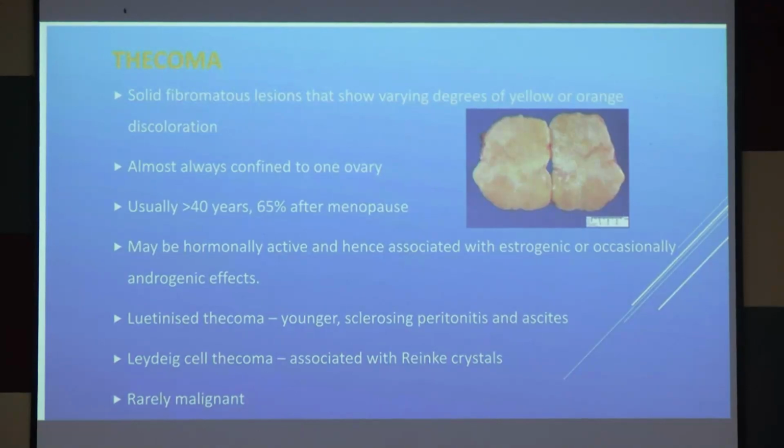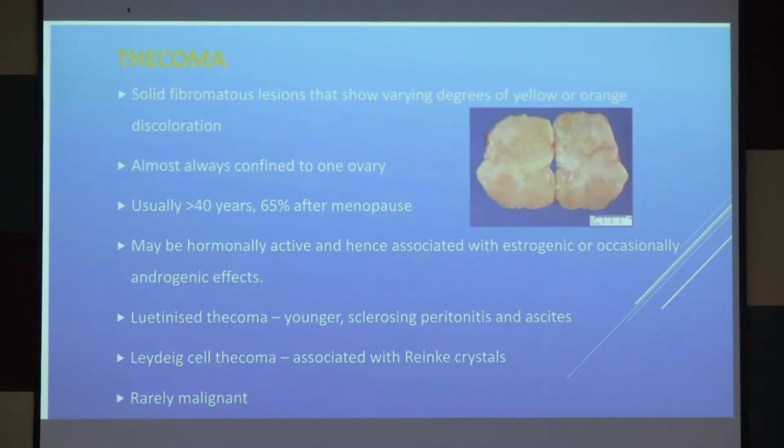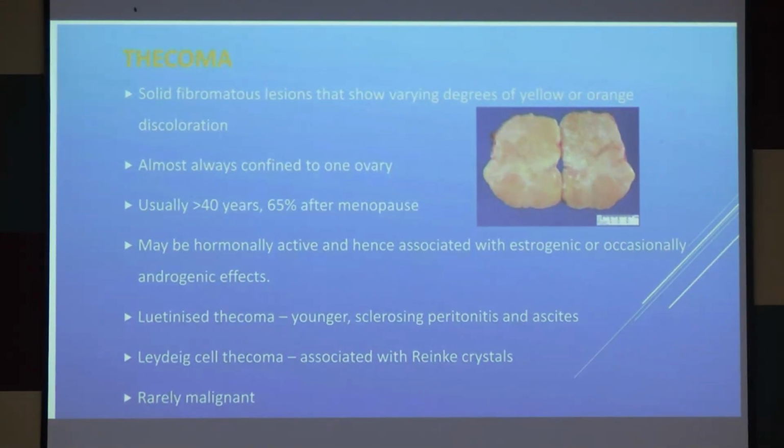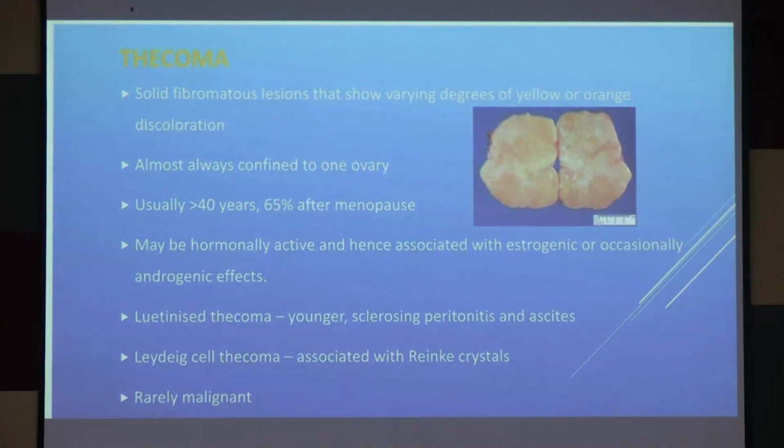This one, an ovarian thecoma. It contains theca cells, not theca lutein cells. Again, a solid tumor. The one thing you need to remember is it secretes hormones. A thecoma secretes hormones. If it secretes estrogen, it causes feminization. If it secretes androgen, it causes masculinization. That's all you need to remember from this.